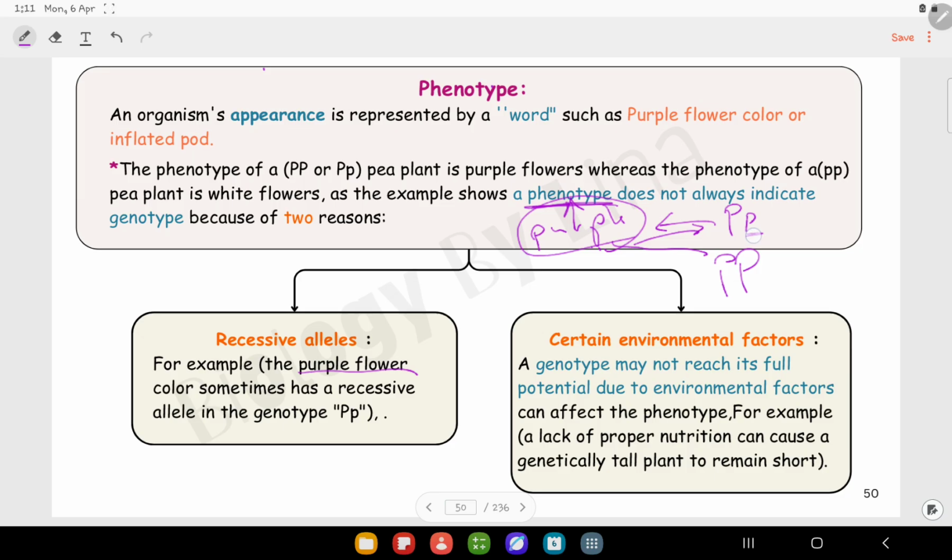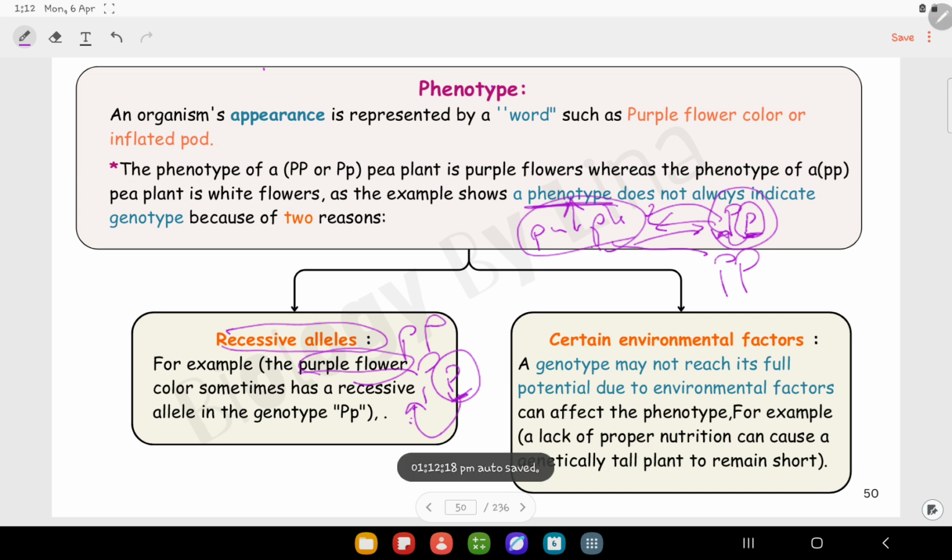Why? Because if the recessive factor comes with the dominant factor, at that time it also appears as the dominant trait. So this is the first reason, because of the recessive alleles. When I say purple flower, you don't know if it's P capital, P capital, or P capital, P small, because when the recessive factor comes with the dominant factor, it also appears as the dominant. So we say the phenotype does not always represent the genotype.